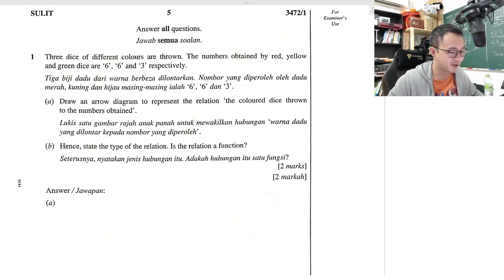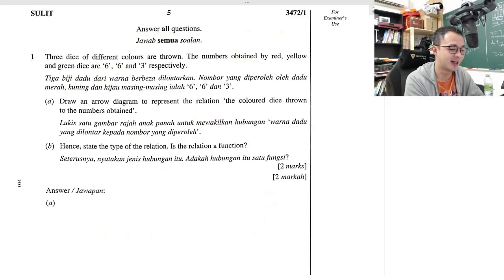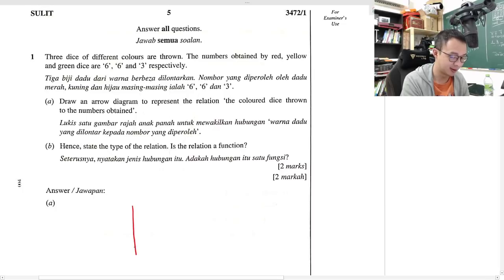So the first question is still okay. They say you have three dice of different colors thrown. The numbers obtained by red, yellow and green are 6, 6, 3 respectively. Draw an arrow diagram to represent the relation from the color of the dice to the number obtained. So I guess it's just like this.